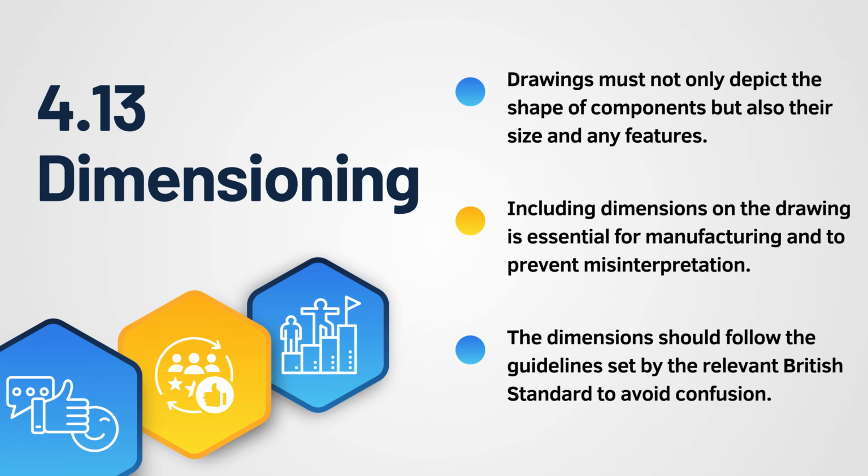Firstly, dimensioning. Drawings must not only depict the shape of components but also their size and any features. Including dimensions on the drawing is essential for manufacturing and also to prevent misinterpretation. The dimensions should follow the guidelines set by the relevant British Standard to avoid any confusion.